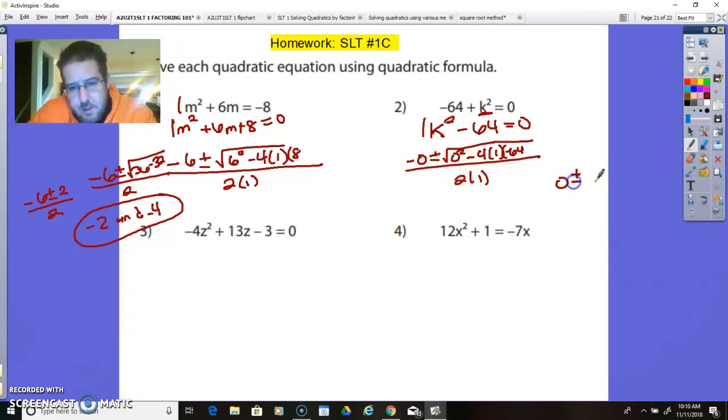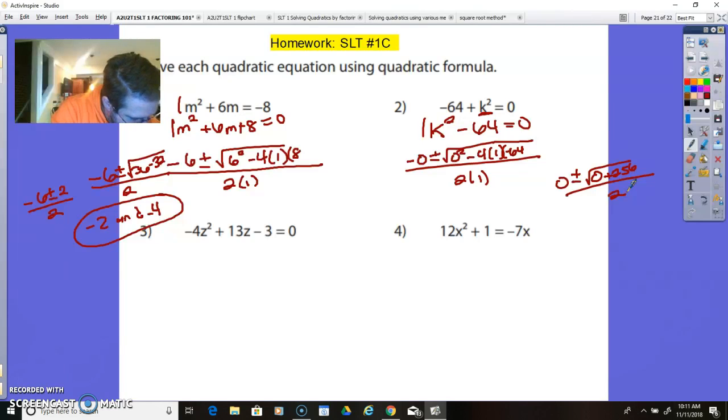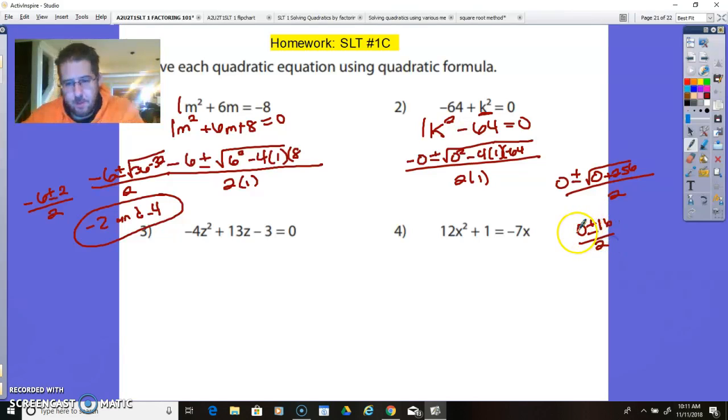Okay, so nothing plus or minus the square root of nothing. Negative 4 times 1 is negative 4. Negative 4 times negative 64 is 256. Positive 256 divided by 2. All right, so the square root of 256 is 16. So it looks like we got plus or minus 16 over 2. Well, this is 0, so that means basically you're going to get, oh no, you're not going to get 2 different answers. Sorry. So 16 divided by 2 is 8, and negative 16 divided by 2 is negative 8.